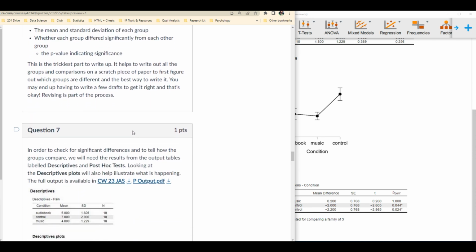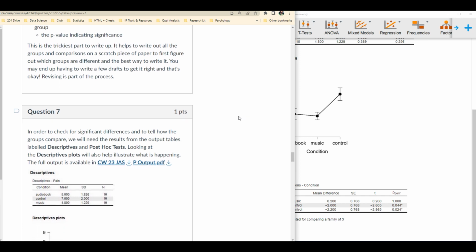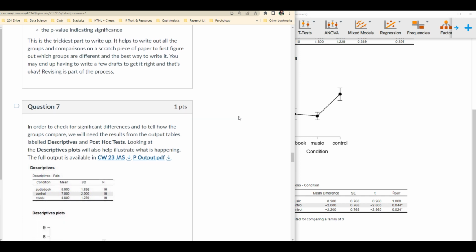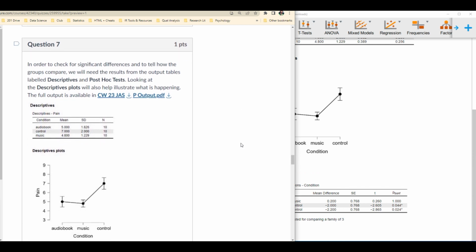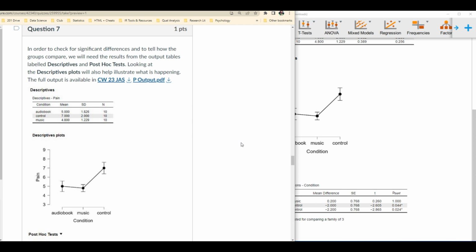Now, again, this is the trickiest part of the write-up. And I think that it really helps to write out all of the groups and comparisons on a scratch piece of paper first to figure out which ones go together. So that helps you to craft your way of saying it in the most straightforward way. And this is true for me. You may end up having to write a few different drafts to get it right, and that's okay because revision is just part of the process. It's just like, if you say something and it doesn't come out right, you just say it another way. So same thing here, practice. The more you practice, the easier it will get.